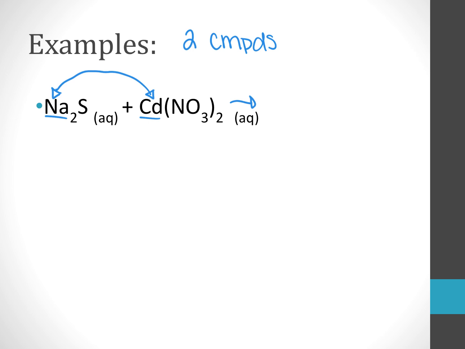So when we write the products, every single time we have to do the charges and the crisscross rule. I'm just going to start with sodium since it's first. Sodium is going to take this spot. So what's sodium going to bond to? Nitrate. So we have to look up the charges. What's the charge of sodium? Okay, +1. Nitrate is NO3.